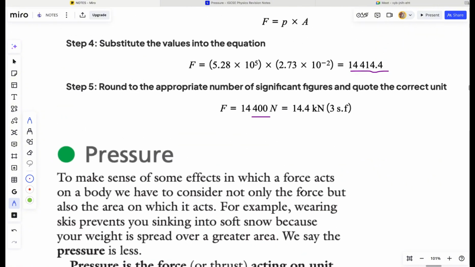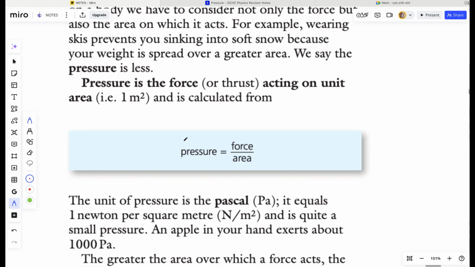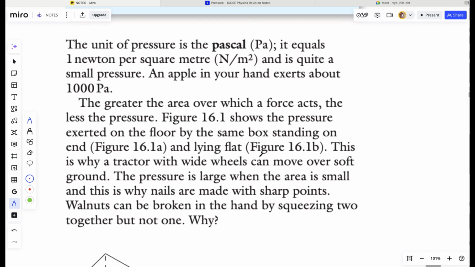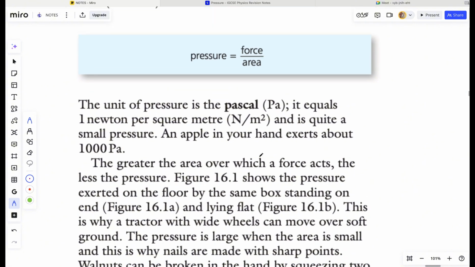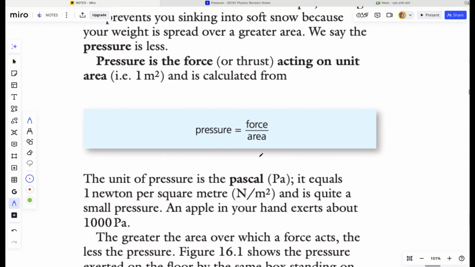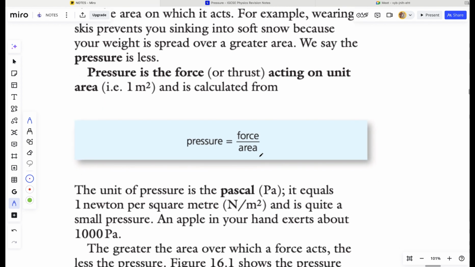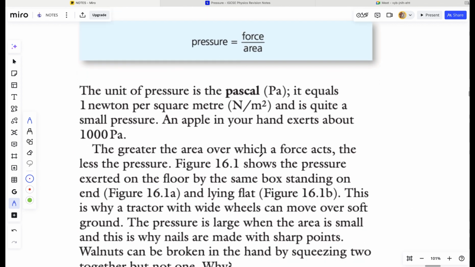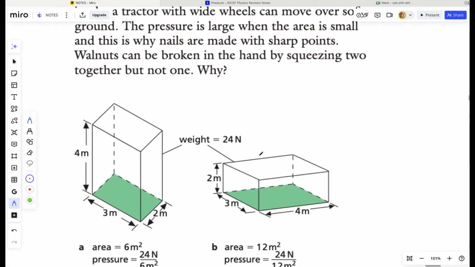Okay, so that's the basis of pressure. Force is a vector. Pressure is a scalar quantity. It's force acting per unit area, and we say the unit is Pascal. Yeah, pressure is a scalar quantity. Okay, so we say it's force acting per unit area, and 1 Pascal is equal to 1 Newton per meter squared.